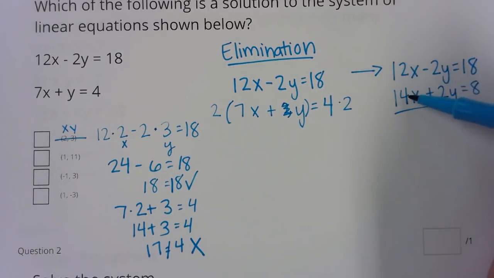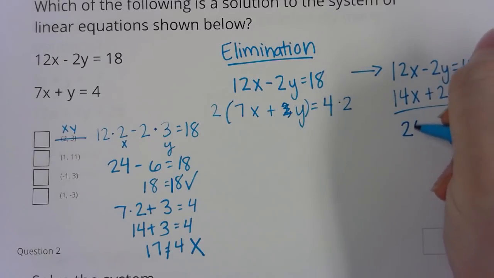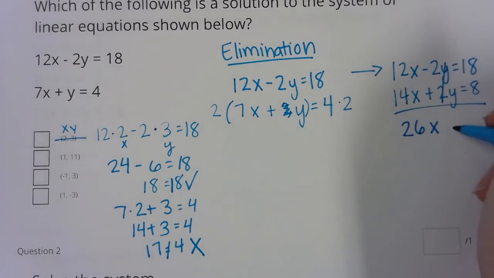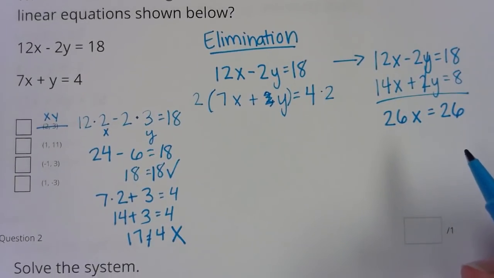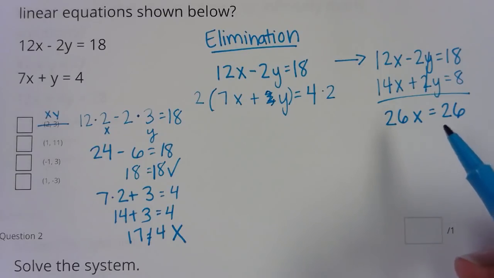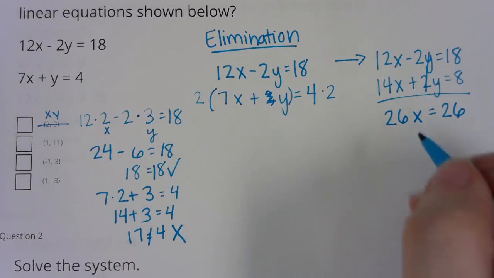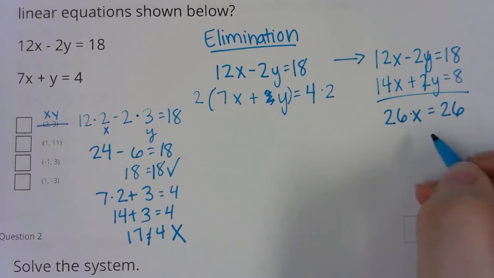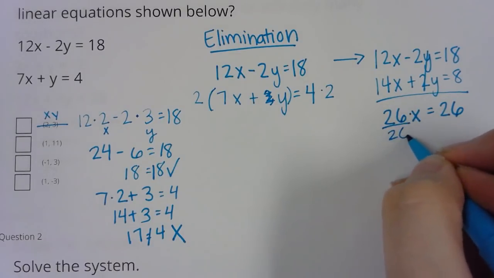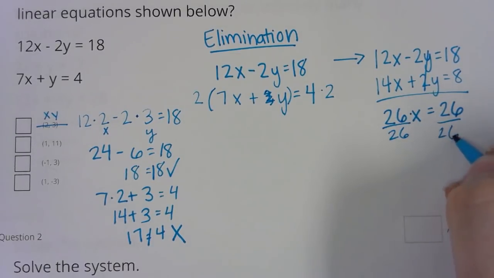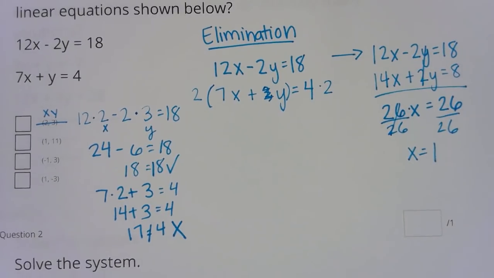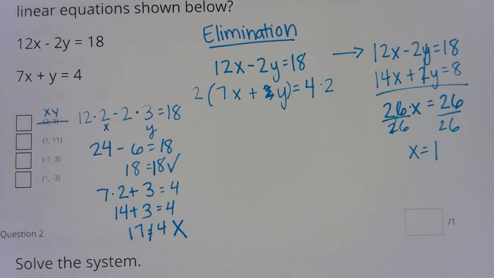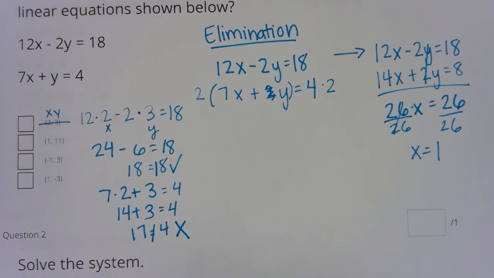So 14x plus 12x is 26x. 18 plus 8 is 26. Now, many of you stopped here and said that it had infinite solutions because 26 equals 26, but there's still an x here. This is multiplication, so I need to divide by 26. 26 divided by 26 is 1. So I know that my x-coordinate of my solution is 1.